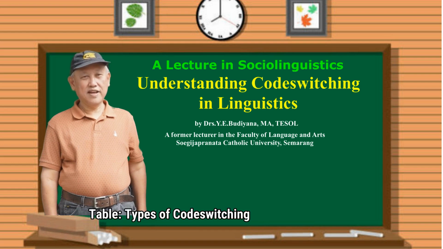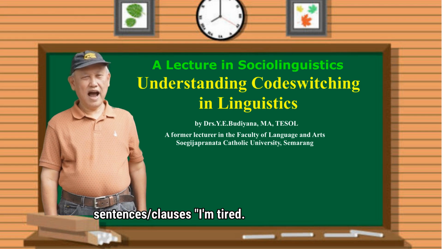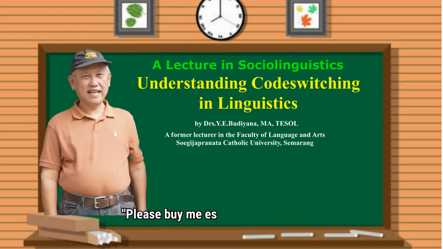Table. Types of code switching with examples. Type, description, example. Intersentential: switching between sentences or clauses. "I'm tired. Saya ingin tidur." Intrasentential: switching within a sentence. "Please buy me es jeruk from the market." Tag switching: adding a tag word or phrase. "It's hot today, can?"